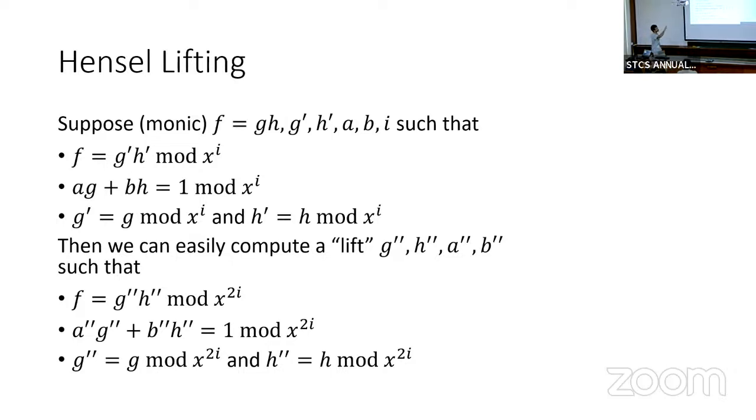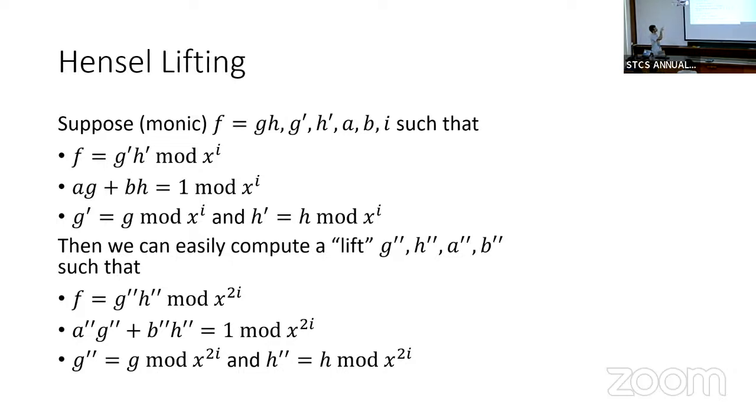And you're given that it has a factorization gh, and you have some factorization for it modulo x to the i. So f is some g prime h prime, and this is a correct factorization barring higher degree x terms. And you know that g and h are co-prime, again modulo x to the i. So ag plus bh is equal to 1. This is sort of a Bezout statement for saying when two things are co-prime.